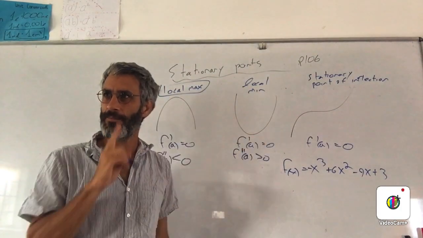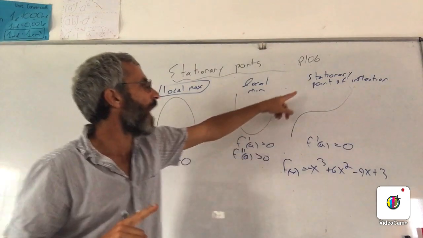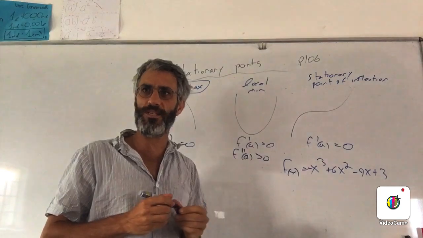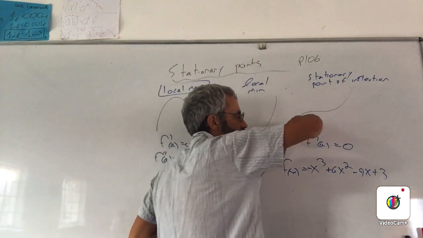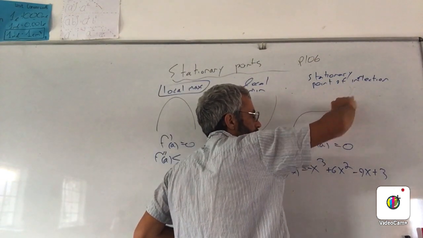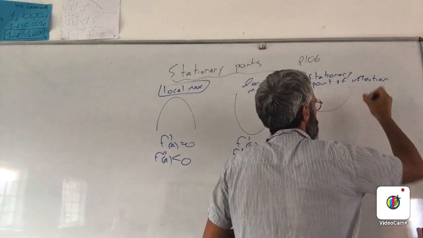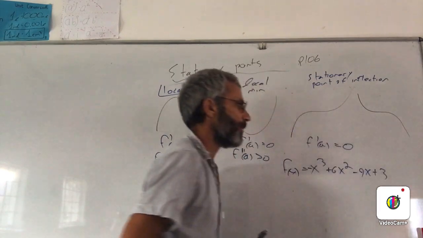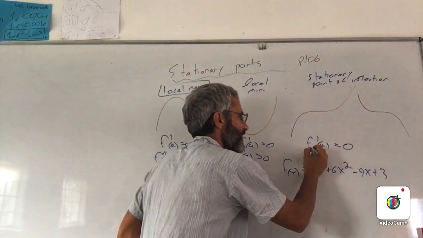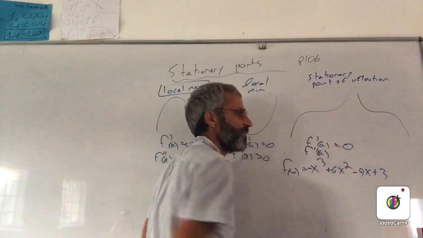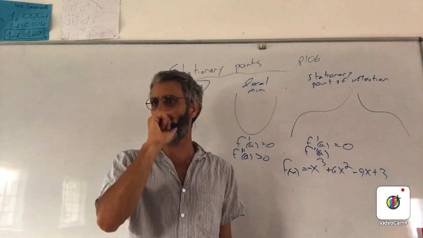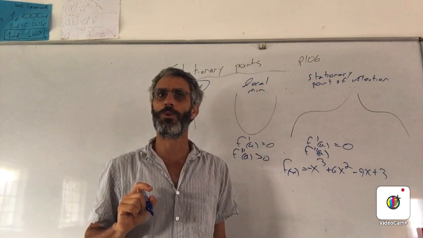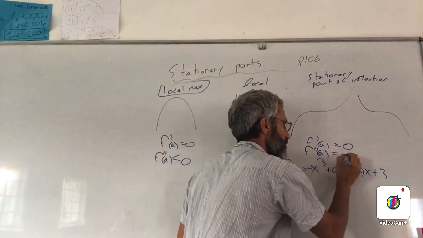Do you understand? Now, I call it a stationary point of inflection. Remember, a point of inflection is when we have a transition from concave down to concave up. Obviously, we could have the opposite situation, a concave up to concave down. But in both cases, what is the necessary condition for a point of inflection? What should the second derivative be equal to? Zero. It must be zero.